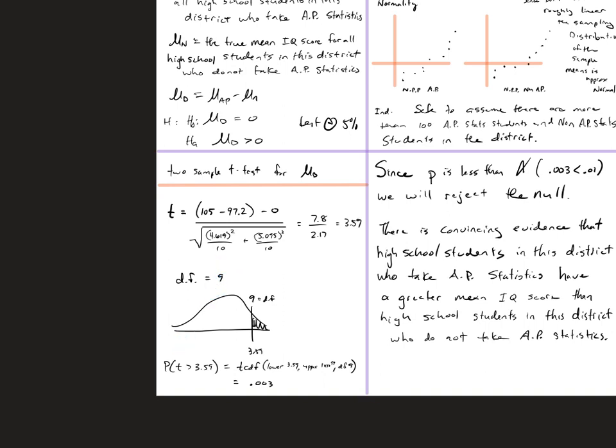So I draw my t distribution. Here's my value of 3.59. I'm looking for the area to the right. So I'm going to use the tcdf feature, and I get that it is 0.003. So since p is less than alpha, 0.003 is less than 0.05, we will reject the null. There is convincing evidence that high school students in this district who take AP statistics have a greater mean IQ score than high school students in this district who do not take AP statistics.